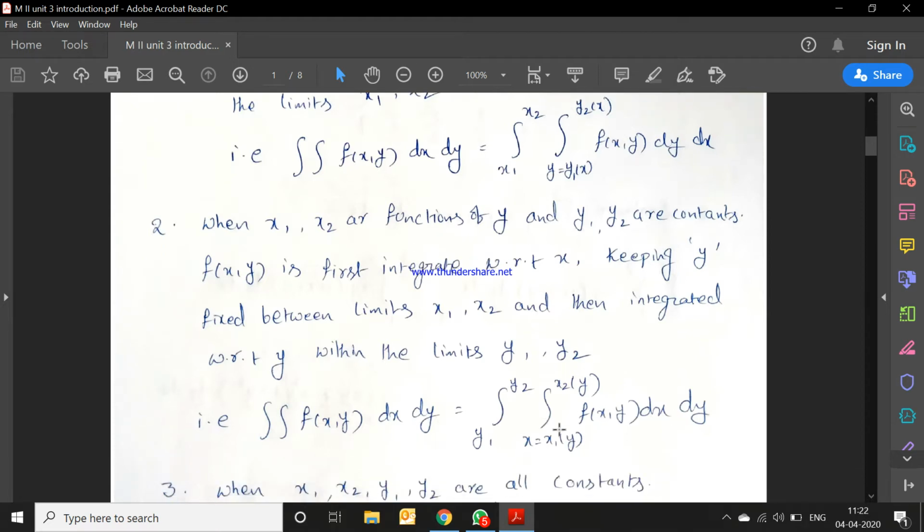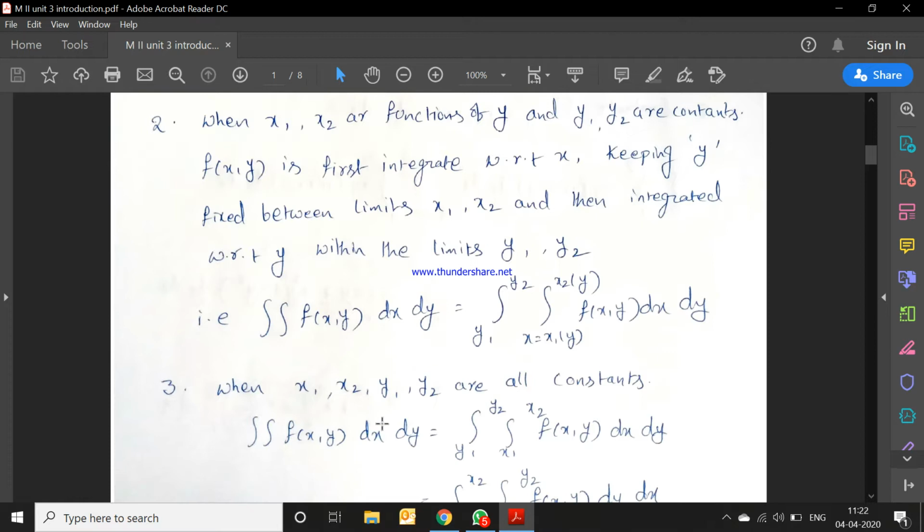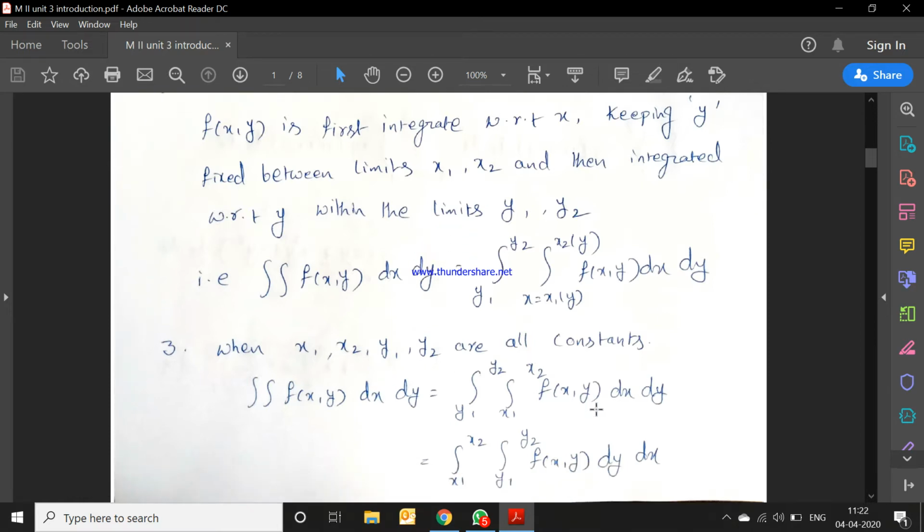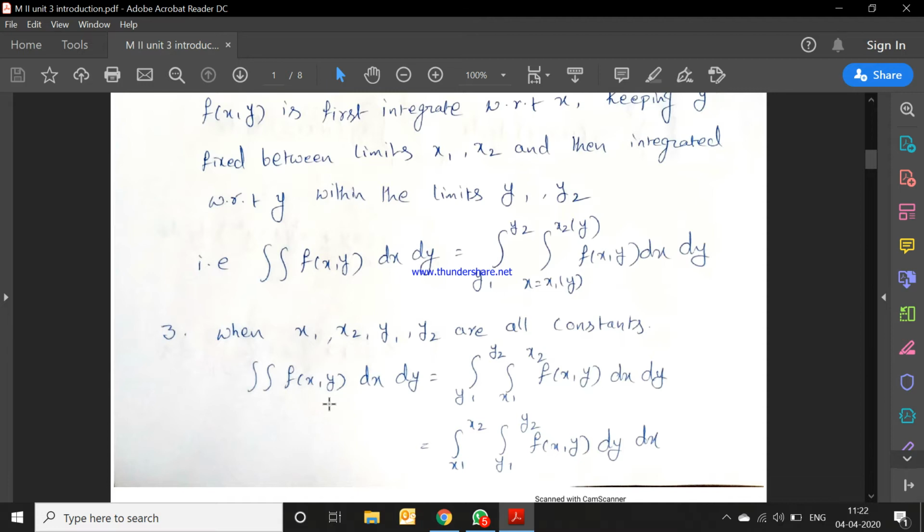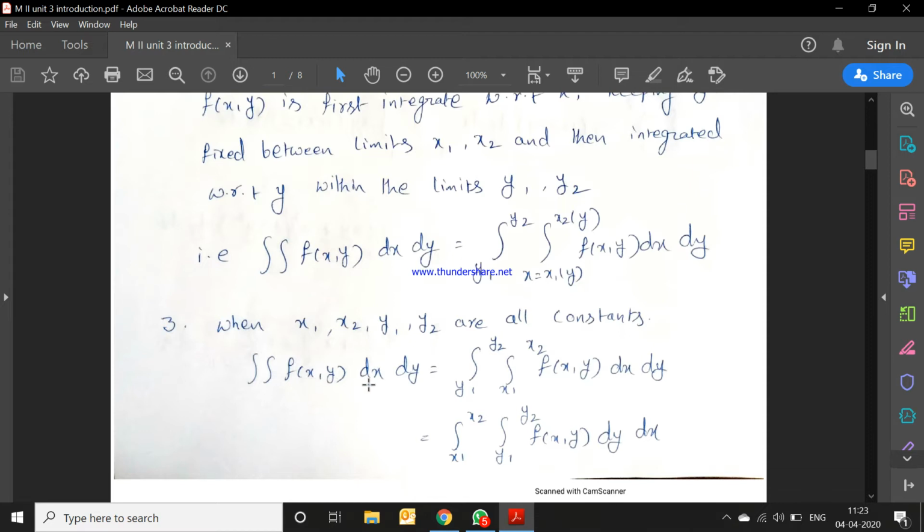Because here x is a function of y, that's why we first integrate with respect to x. After that, y1, y2 are constants, so we can integrate with respect to y. When x1, x2, y1, y2 are all constants, we can find the double integral f of x comma y dx dy by first integrating with respect to x, next with respect to y. Another procedure is first integrating with respect to y, next with respect to x. You can choose any order. These three are the methods to solve a double integration.